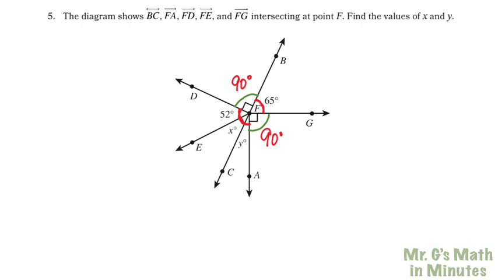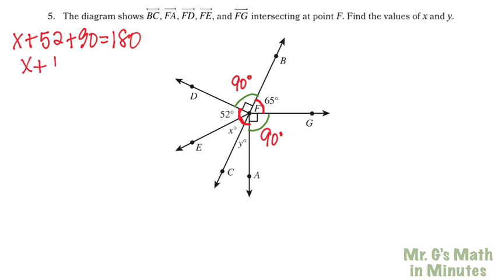Looking at 180, I only see one straight line here, and that straight line is angle CFB right here. If I look at that particular line, it separates the x from the y. So I'm noticing that if I take x, 52, and 90 and put them together, it gives me that straight angle. So that's how I'm going to find x. I'll do x plus 52 plus 90 equals that straight angle of 180.